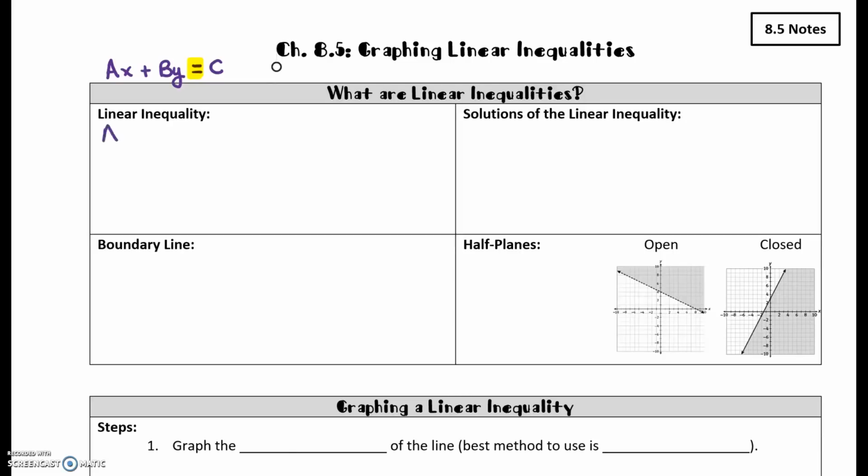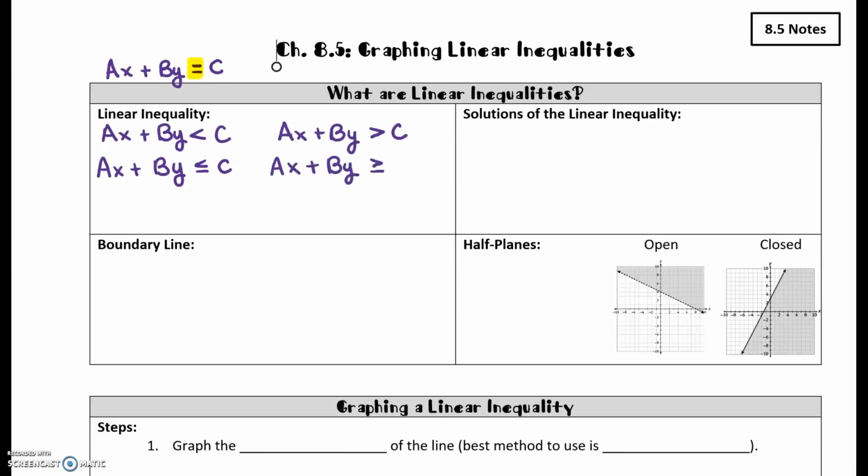So we now have four types of linear inequalities. They are ax plus by less than c, ax plus by less than or equal to c. We also have ax plus by greater than c, and finally ax plus by greater than or equal to c.